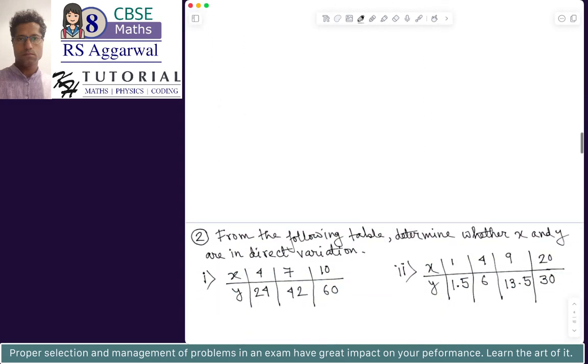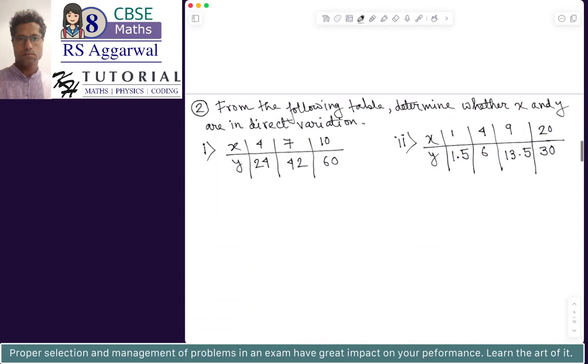Let's do the next problem. Now this problem says that from the following table, determine whether x and y are in direct variation. This problem has two parts. We are given a table of x and y values. It is not said that the two quantities x and y are in direct variation. We have to verify whether the quantities x and y are in direct variation or not.